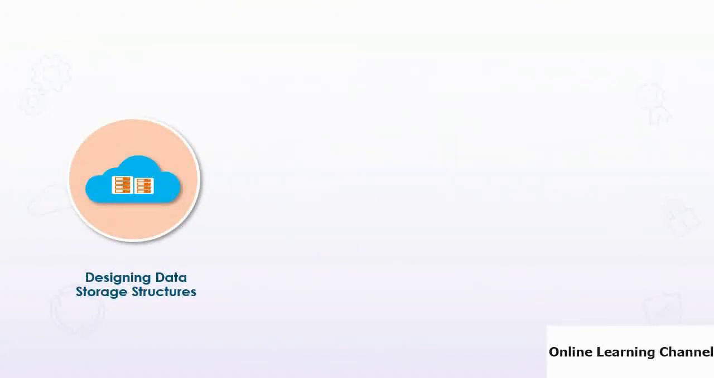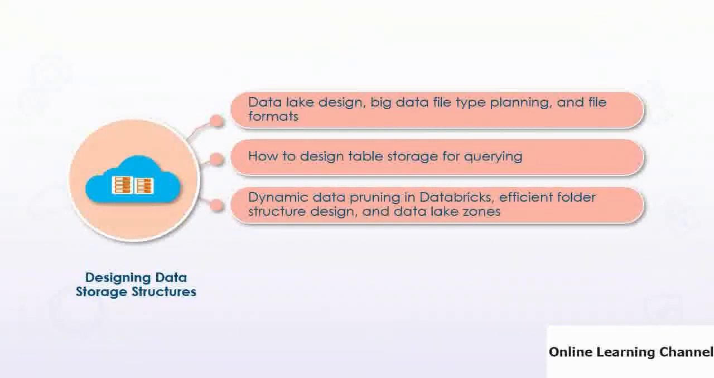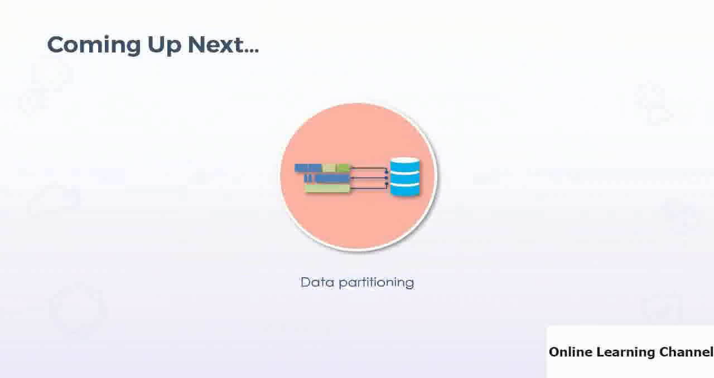So in this course, we've examined how to plan a data structure for efficient storage and transactions. We did this by exploring data lake design, big data file type planning, and file formats. How to design table storage for querying, dynamic data pruning in Databricks, efficient folder structure design, and data lake zones. Then we looked at storage archiving tier, data archiving, rehydrating, and lifecycle management. In our next course, we'll move on to examine data partitioning strategies and how to design for performance.